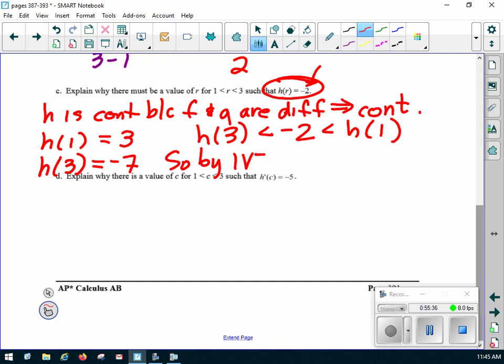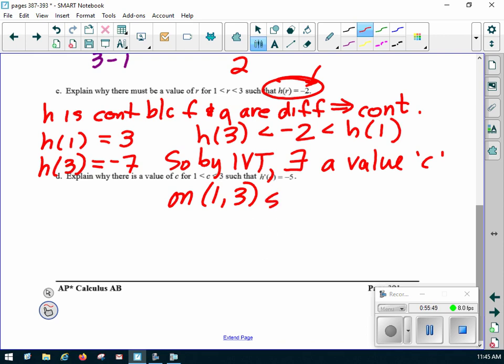So by IVT, there exists a value C on the open interval 1 to 3 such that h of C equals the y value. If we're going to get technical, I'll do it this way.